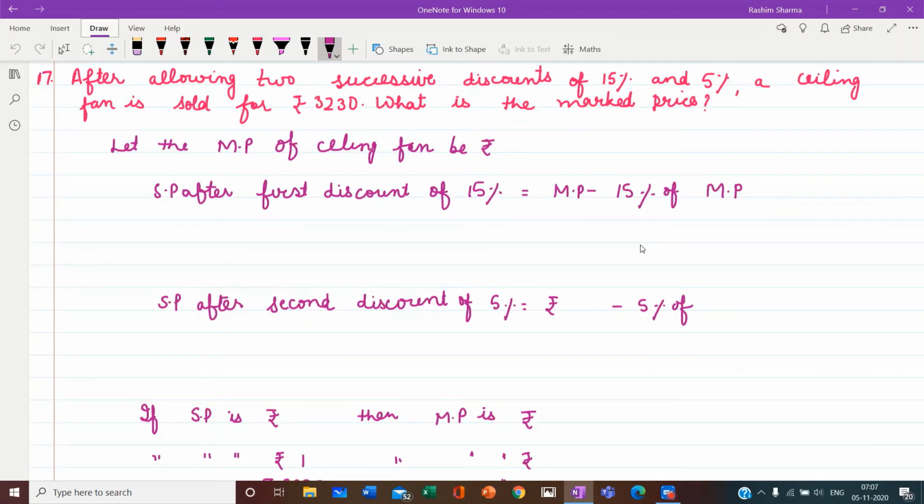Question number 17 is, after allowing two successive discounts of 15% and 5%, a ceiling fan is sold for rupees 3230. What is the mark price? Now there are two discounts. It means whatever mark price we will take, first we will find discount for 15%, and on that remaining amount we will have the 5% discount again. Okay, so let us take the mark price of the ceiling fan to be rupees X.